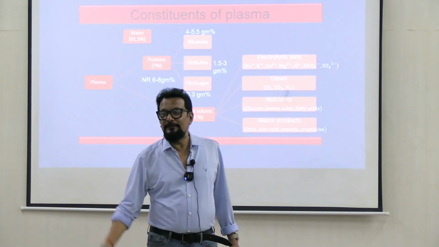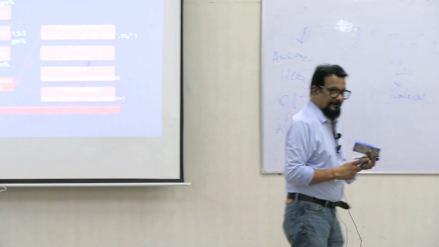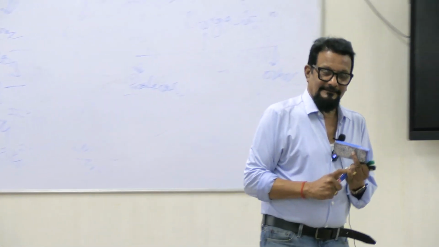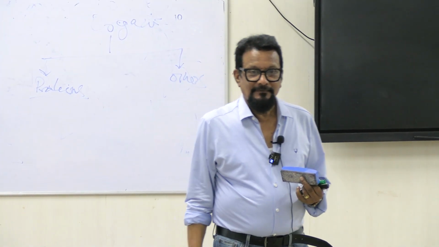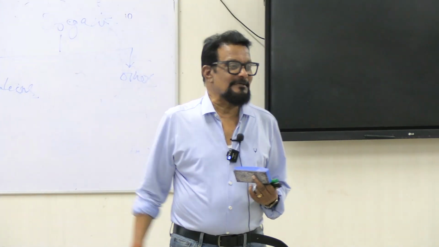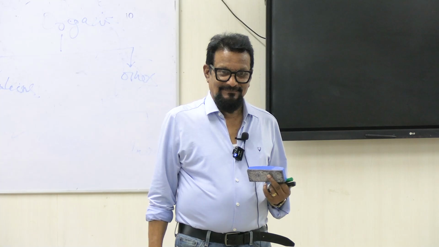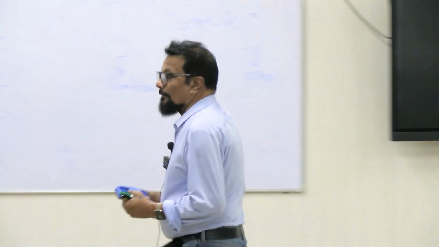Sometimes what happens? In the exam, if asked the normal content of plasma protein, and the answer is 6 to 8 milligram %. Is it correct? No, because these values are in gram. Remember this point, okay? Always.